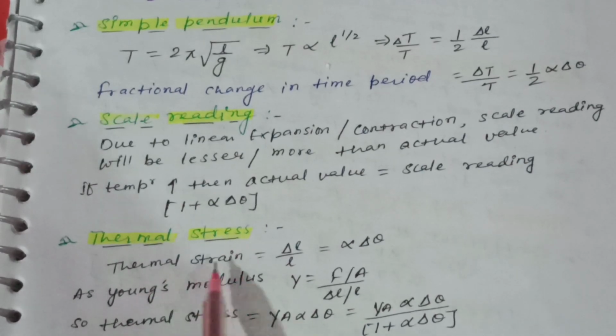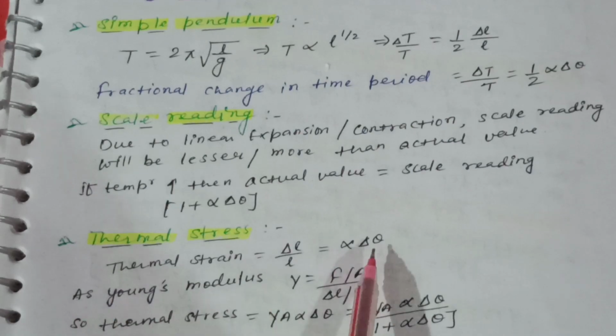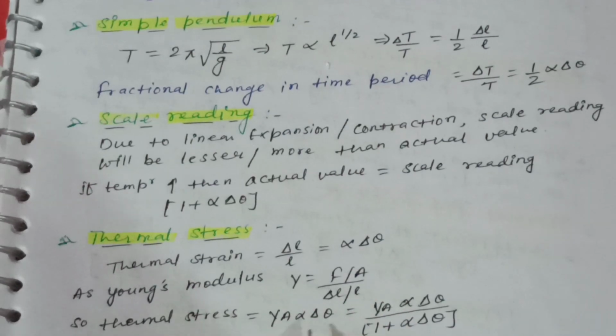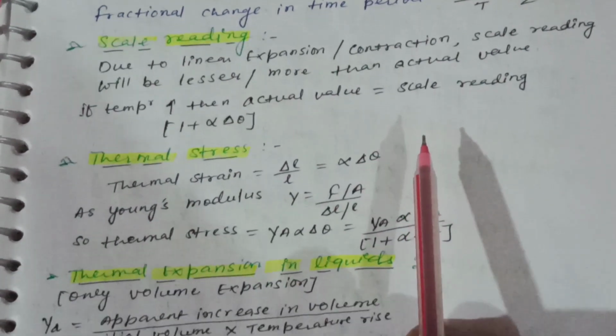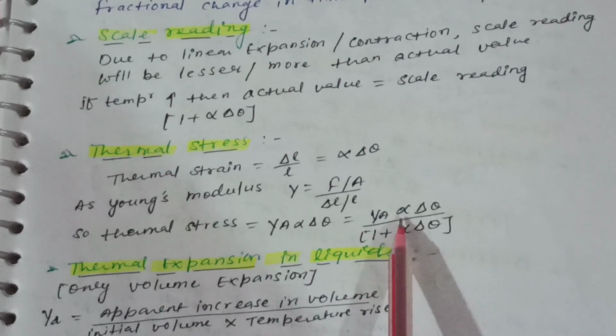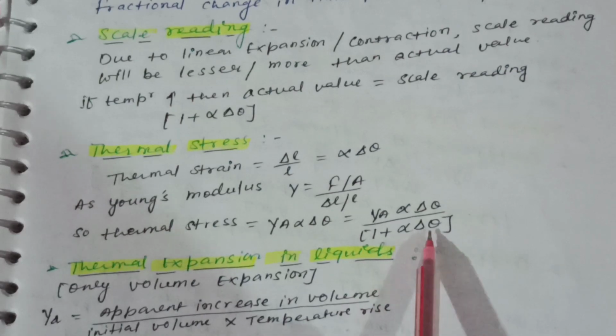Thermal stress. Thermal strain delta L upon L is equal to alpha delta theta. As Young's modulus Y is equal to (F upon A) upon (delta L upon L), so thermal stress is Y alpha delta theta, or more precisely Y alpha delta theta upon (1 plus alpha delta theta).